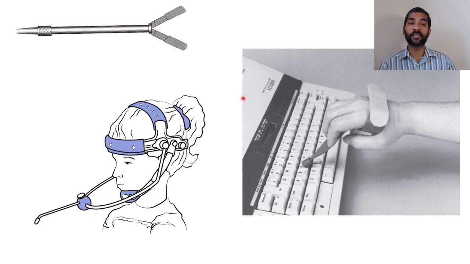Here are a few examples of what I was talking about. So you can see this wrist splint which you can use to access the keyboard. Here's this girl wearing a headband with a pointer here which she can use to, for example, touch the keyboard and type using head movements.